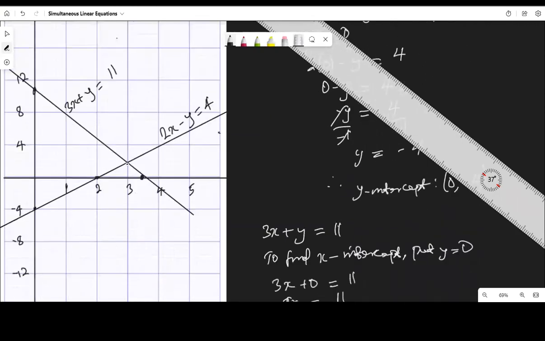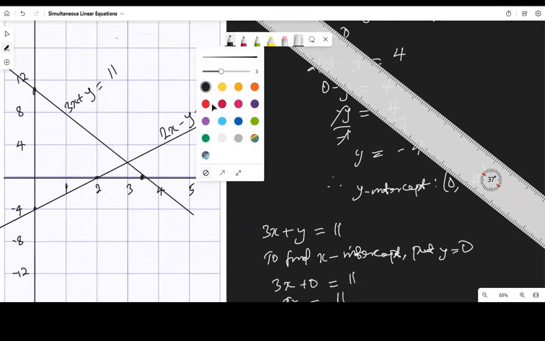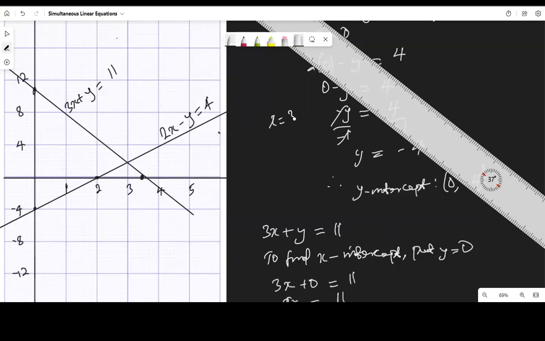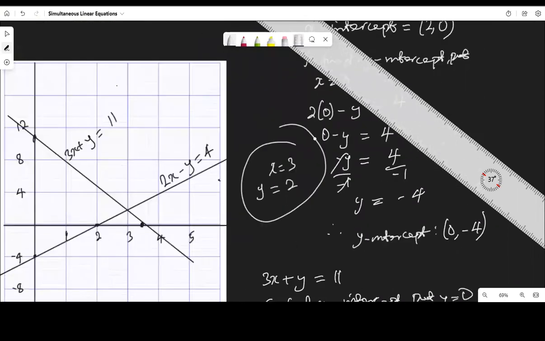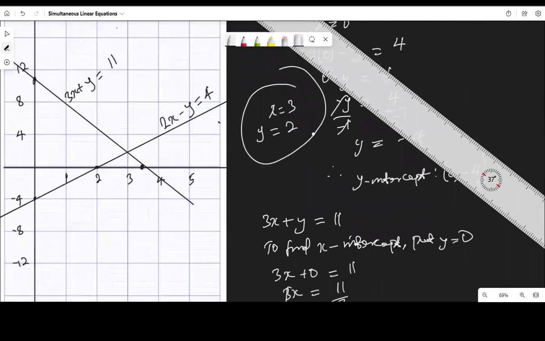To get the value of x, we trace the point of intersection to the x axis, which is 3, so x is equal to 3. To get y, we trace it to the y axis, which is y equal to 2. But this is 4 right here, so this is half of it. x equal to 3 and y equal to 2 is the solution we got from both substitution and elimination. And that is how to solve simultaneous equations using a graph. Let's move on to more examples.